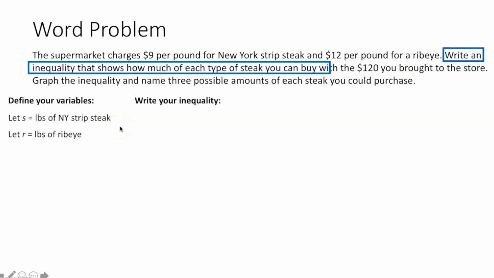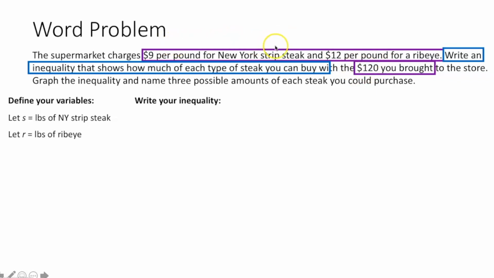So from there, we can write our inequality. What does it give us to write our inequality? Well, again, we know it's $9 per pound for a New York strip, so 9 times S plus 12 times R, the pounds that you buy for a ribeye. That's going to be how much money you spent at the supermarket. And that all has to be less than the total of $120 that you brought to the store. So we say 9 times S plus 12 times R has to be less than or equal to $120.